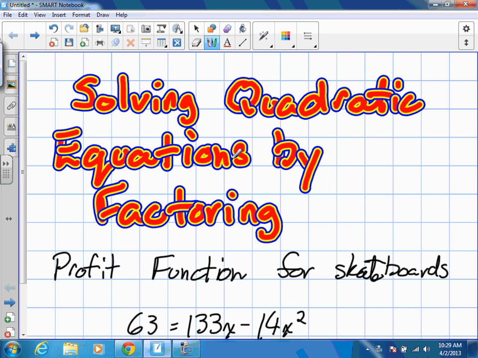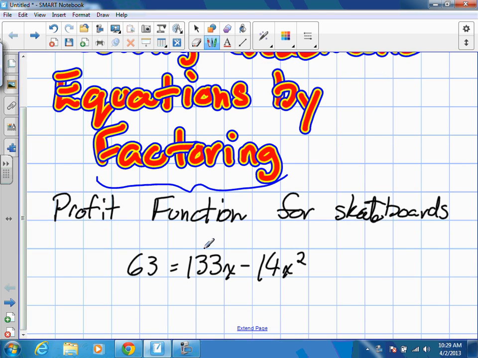We're going to work on solving quadratics, specifically by factoring. We've gone over before how to use a trial and error method. This time we're going to use an actual algebraic method to solve this. So this is a profit function, okay, for skateboards.